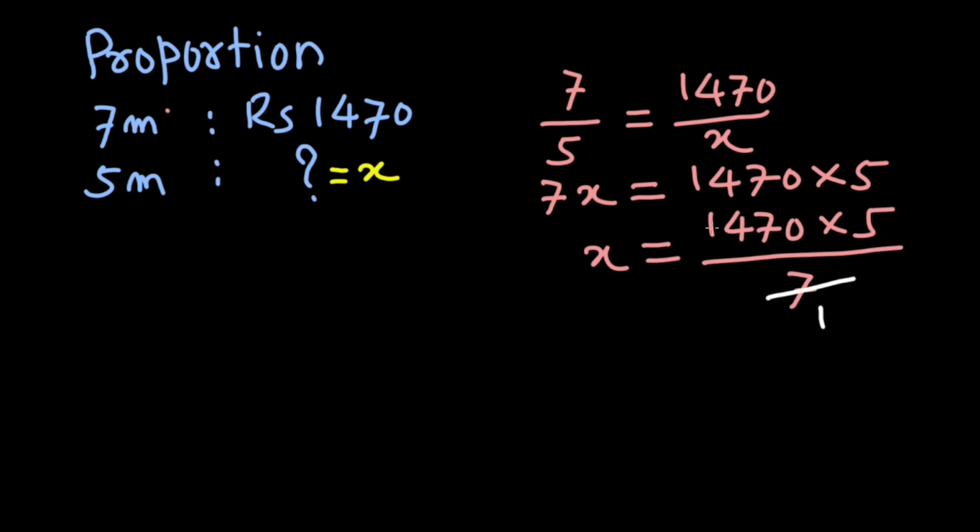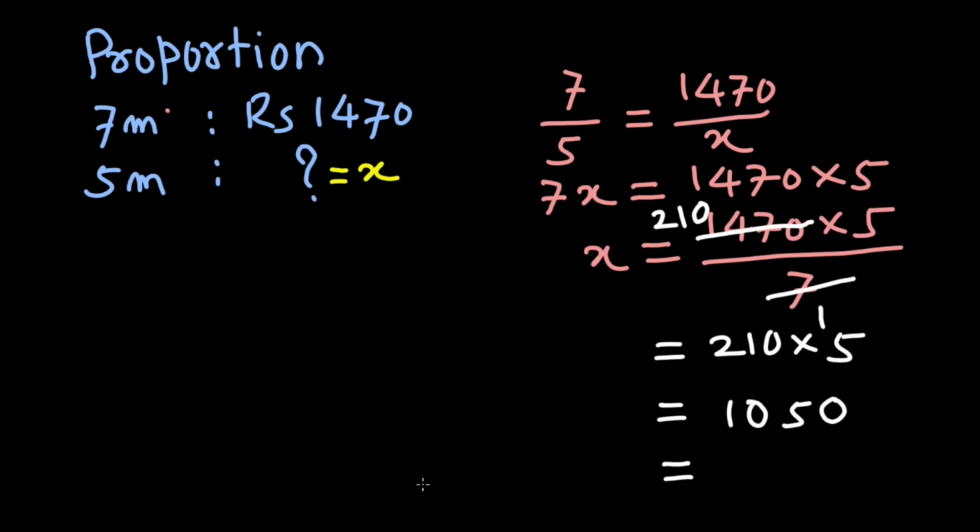So 7 ones are 7, 7 twos are 14, 7 ones are 7 and 7 zeros are 0. So 210 multiplied by 5, which will be 5 zeros are 0, 5 ones are 5, 5 twos are 10. So the cost of 5 meter of cloth will be rupees 1050.